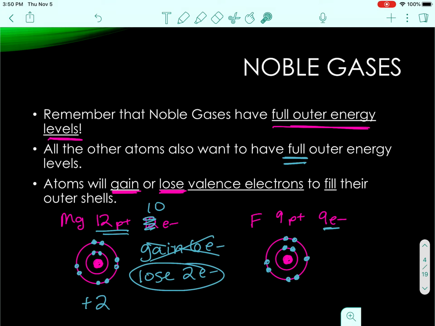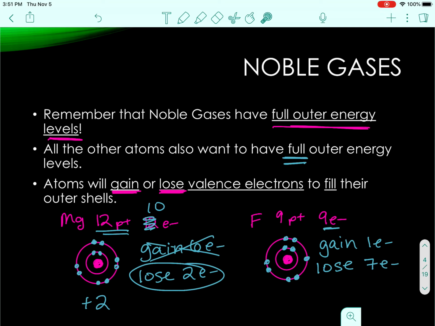Remember that we want to look like the noble gases, so we want to have a full outer shell. Well, the 2 options for fluorine are we can gain 1 electron because we have 7. Remember, this second shell can hold up to 8. So we can get 1 more electron and then we'll have a full outer shell. Or we could do like we did with magnesium where we lose all of our electrons in the outer shell and that'll get rid of it and the next shell on the inside is full. So we can either gain 1 or lose 7 electrons.